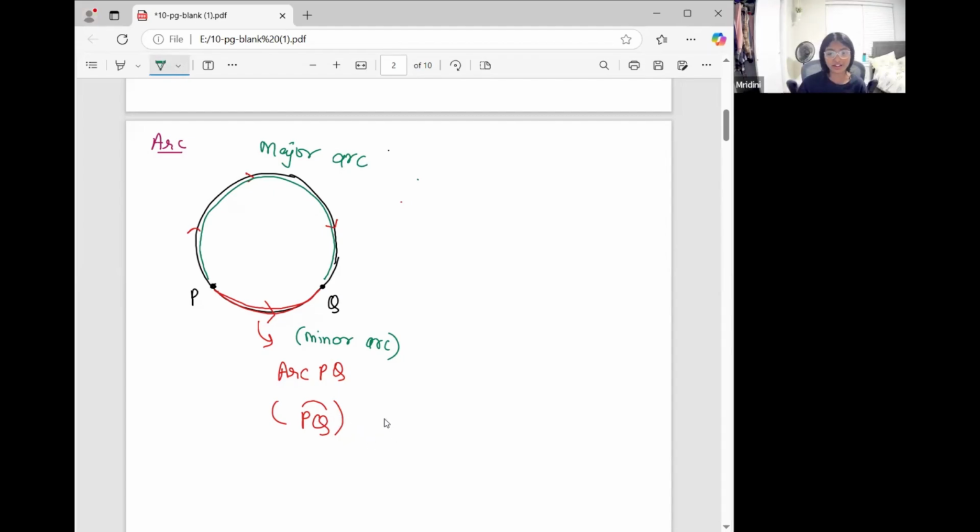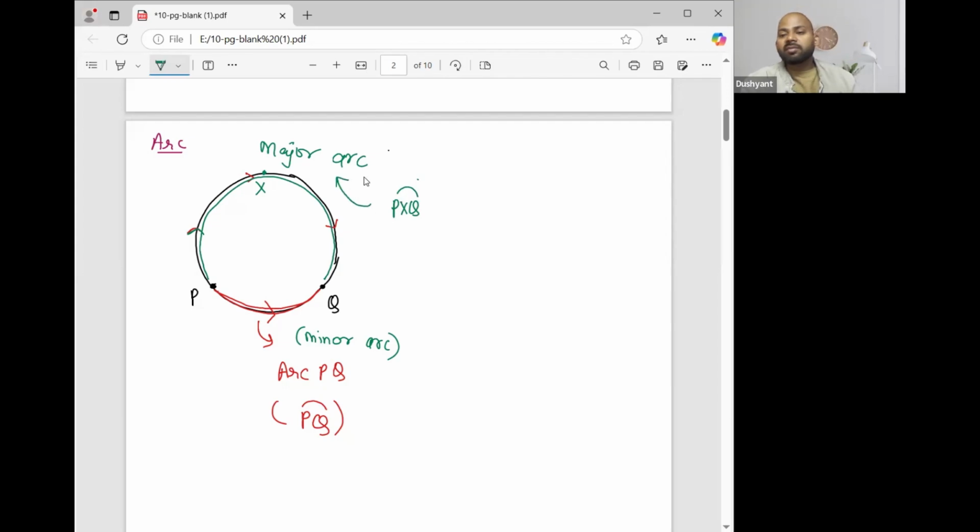Minor arcs are tiny, under 180 degrees. So this is PQ. If I want to show the minor arc, it goes from P to Q. And from P, let's take any point X here. If you trace this path, P, X, and Q, that's going to be my major arc. Why am I writing PXQ? So that it clearly gives you the direction. You will have to trace this path, P and then X and then Q. So it becomes PXQ, and that will be my major arc.